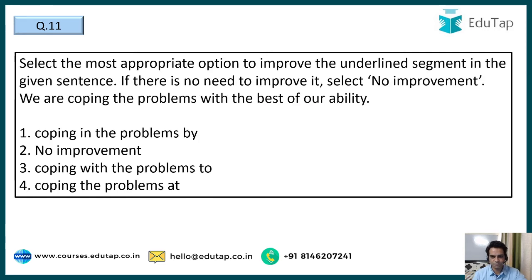Next question, guys. Again, we have to find the correct replacement for the underlined part. And the question is, we are coping the problems with the best of our ability. So I think this is the underlined part, which is not there, but I'll underline it for you. What should be the replaced part? Coping in the problems by, no improvement, coping with the problems to, or coping the problems at. So guys, coping is followed by with. So we are coping with the problems to the best of our ability. So the correct option here is option number 3, right?